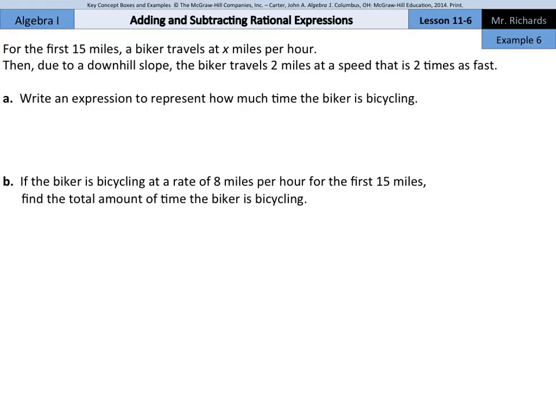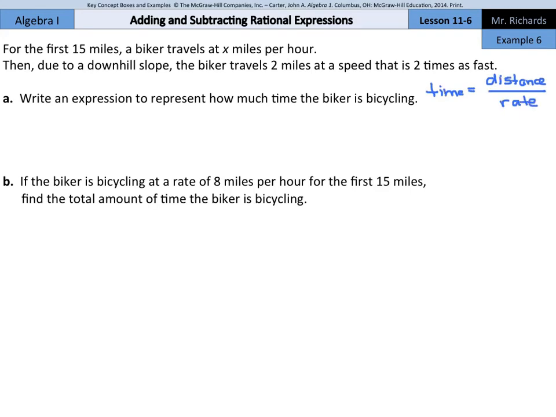For the first 15 miles, a biker travels at x miles per hour. Then, due to a downhill slope, the biker travels 2 miles at a speed that is 2 times as fast. Write an expression to represent how much time the biker is bicycling. One of the key formulas we're going to use here is time equals distance divided by rate, which is your speed.